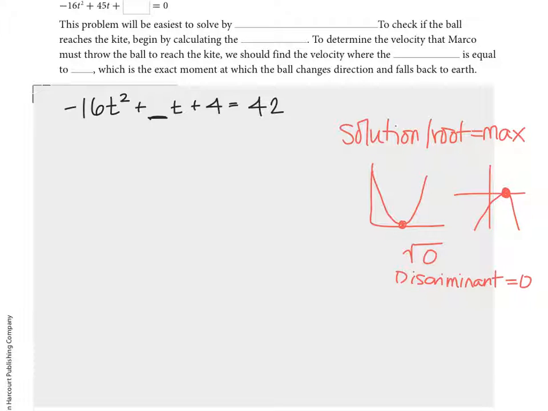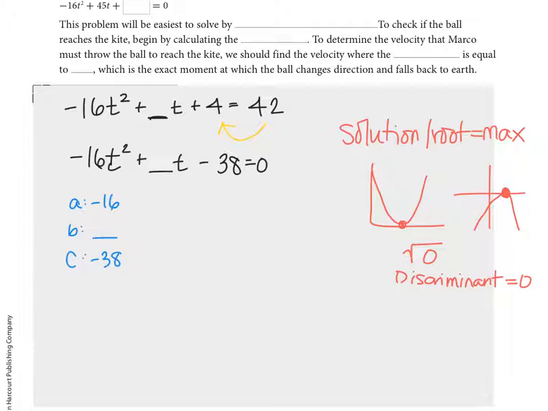So I'm going to go ahead and set this up. My a is negative 16. Oh, before I do that, what am I doing? It has to equal 0 first, so I'm going to subtract this 42. That's going to give me negative 16t squared plus some unknown value t minus 38 equals 0. That's going to tell me that a is negative 16. B, I don't know, so I'm just going to call it b in my equation. And then c is negative 38. So I want to set this up.